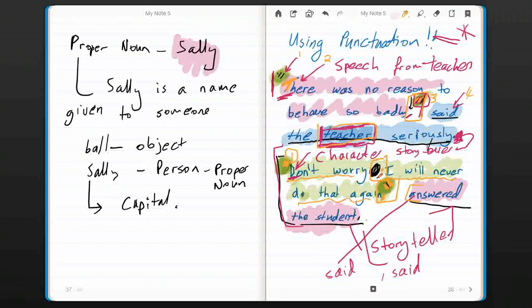Okay, so try to remember all those things. The capital letter at the beginning of the speech, the speech mark at the beginning of the speech, and the speech mark and comma at the end of the speech that separates what the character's saying from what the storyteller says.